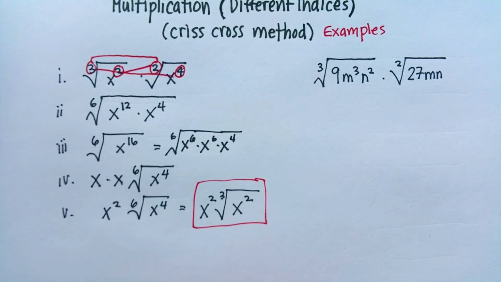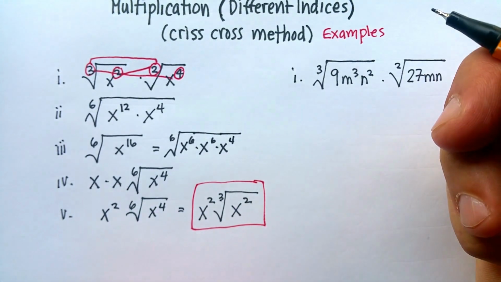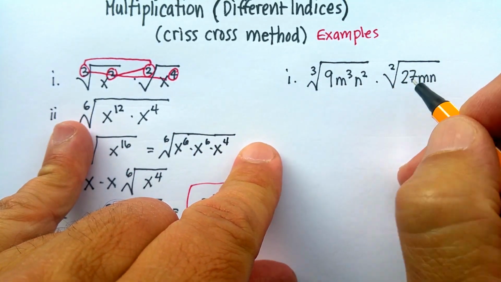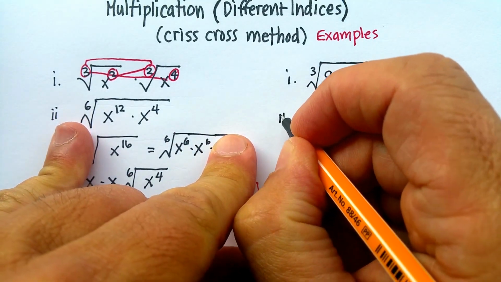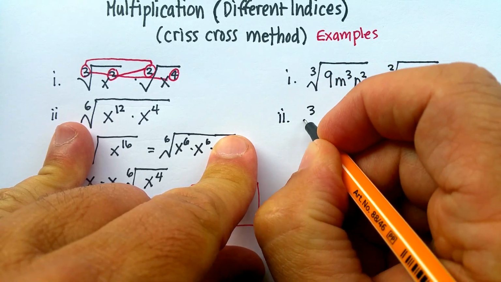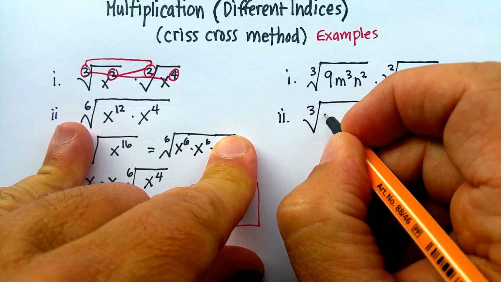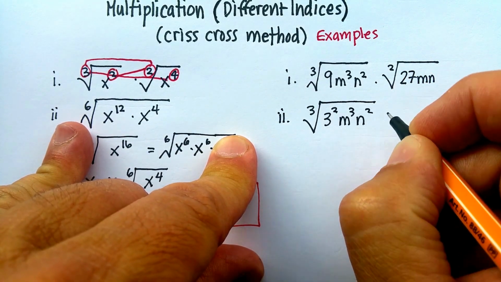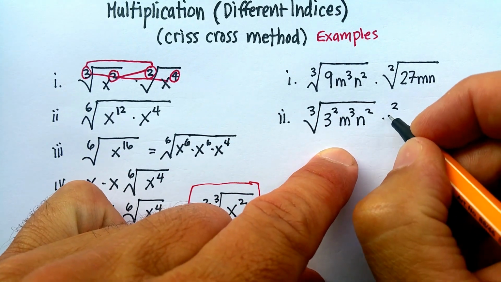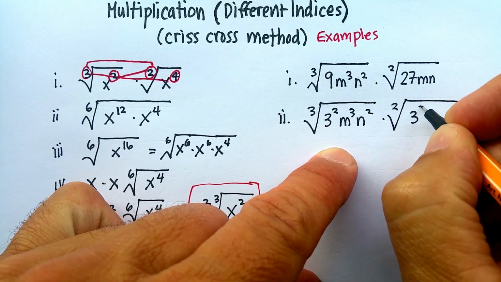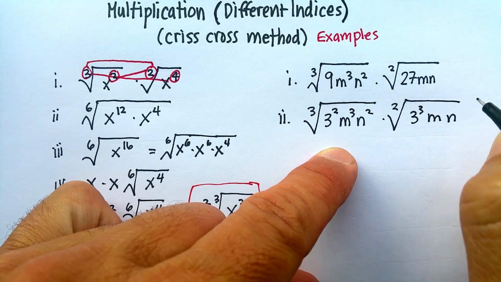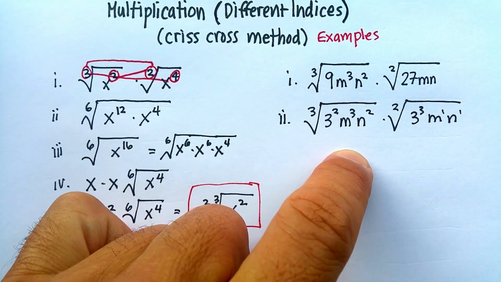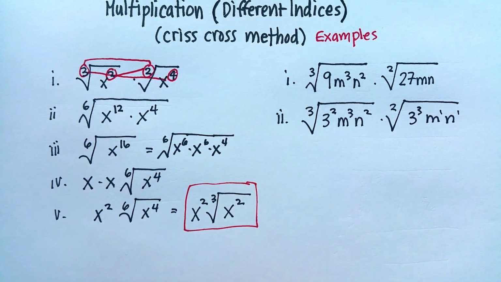Now, let me show you this one over here. The reason this one's a little more complicated is because I'm going to have to take the prime factors of the 9 and the 27 first before I can do anything. So let's do that. I know that 9 is really just 3 squared. I still have an m cubed, and I still have an n squared. 27 is really just 3 cubed, and then m to the first and n to the first. I'm putting them in there deliberately because I want to be able to multiply them by the index.